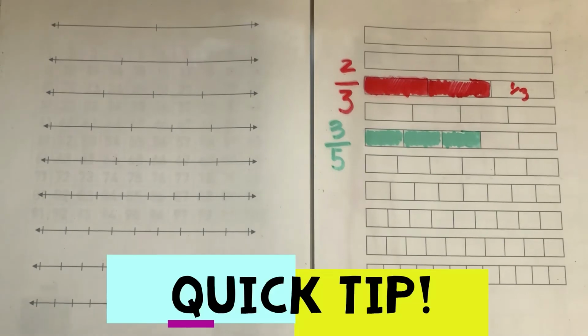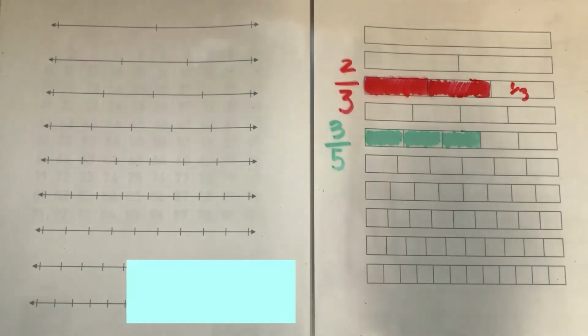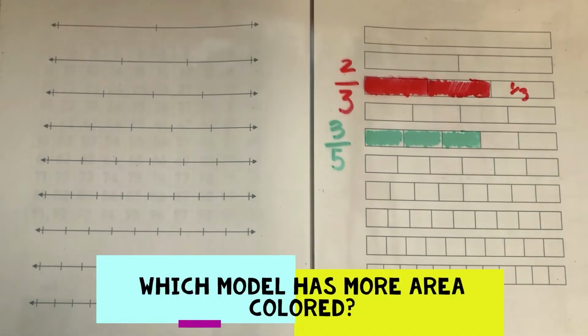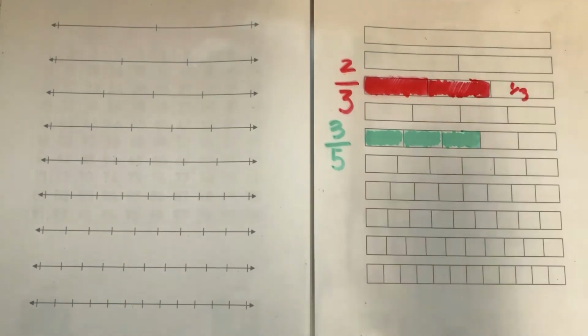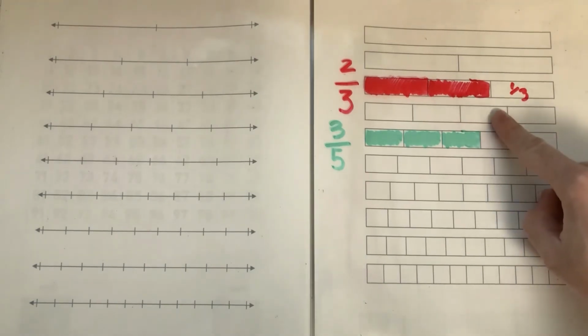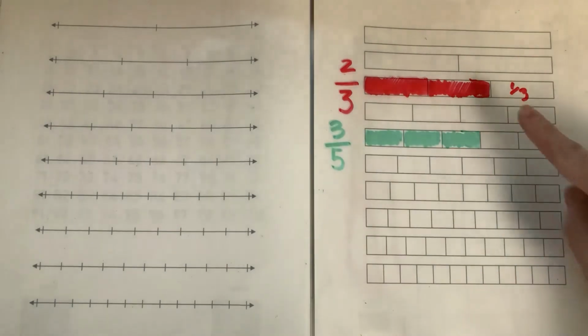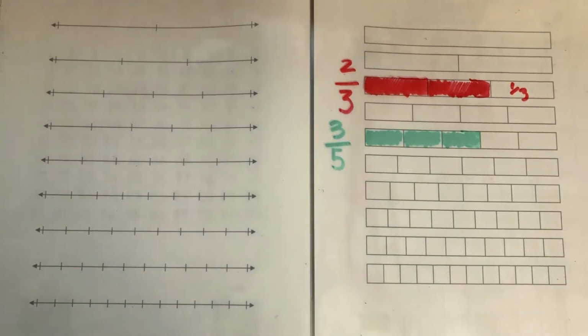Quick tip, we can also use fraction models to compare fractions. Look at the 2/3 and 3/5. Which model has more area colored? 2/3, right? Just by a little bit. But think of the models as cups of water. Which cup has more water? 2/3 or 3/5? 2/3, right? Then that means that 2/3 is greater than 3/5. But we'll discuss comparing fractions on another video.